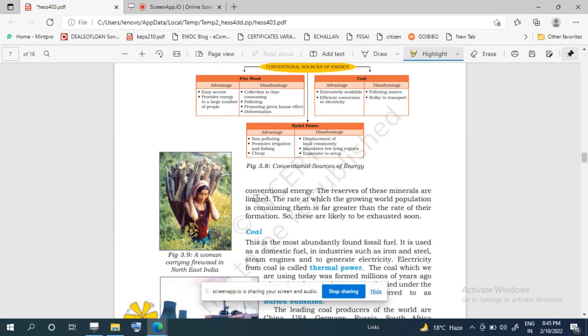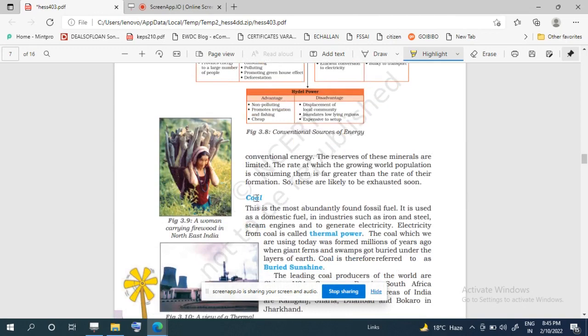We see that the reserve of these fossil fuels is limited. These fuels are very important for us. We cannot think of our life without these fuels, so we use them at a very high rate. The rate at which we use these fossil fuels is far greater than the rate of their formation.